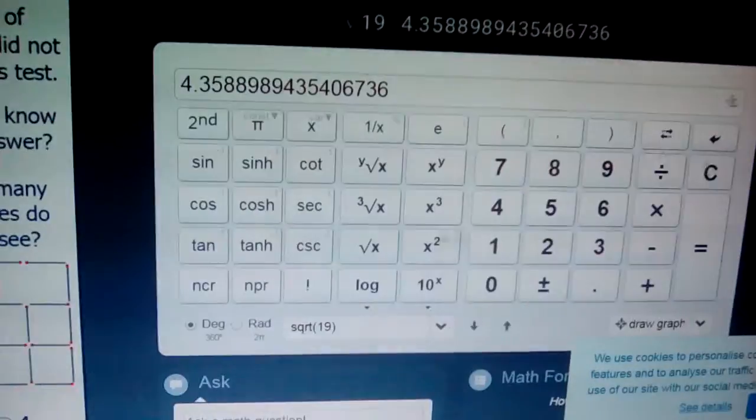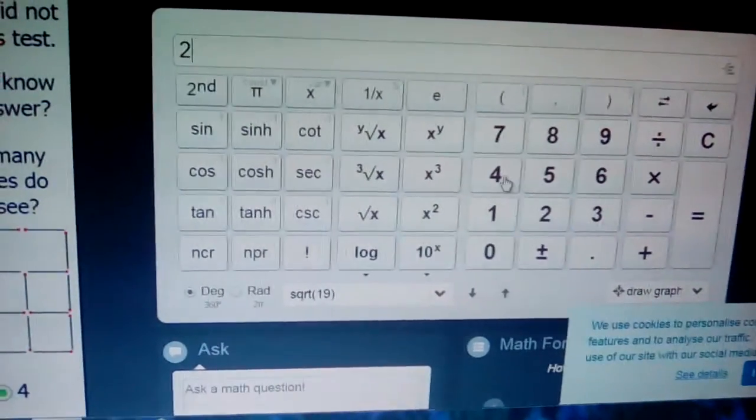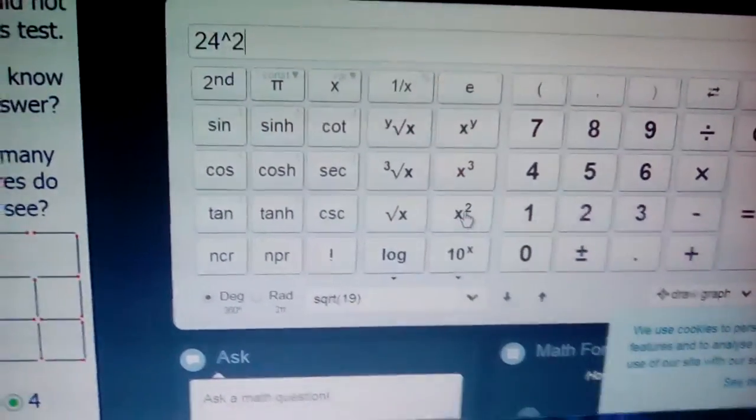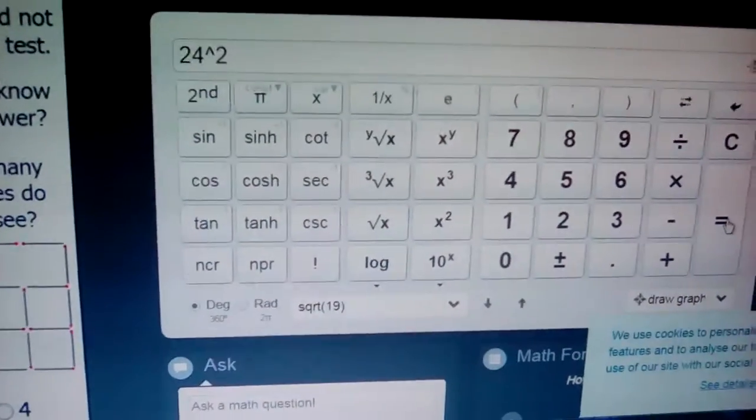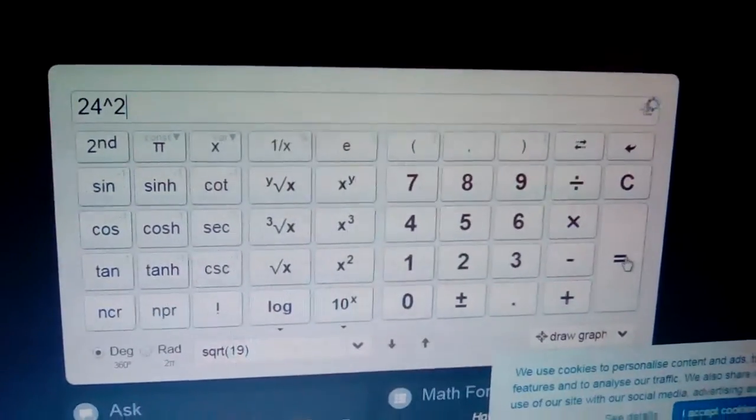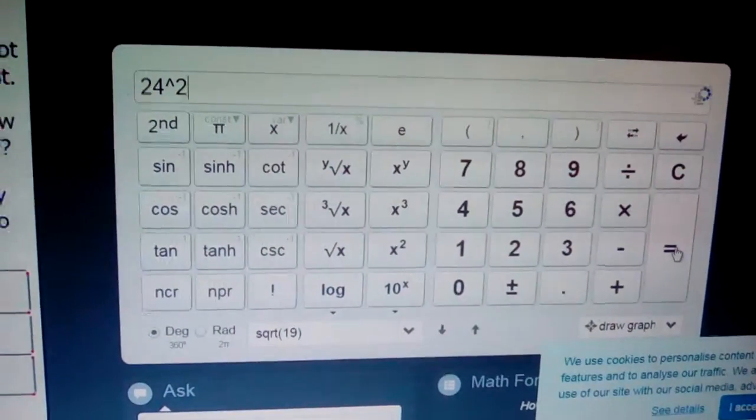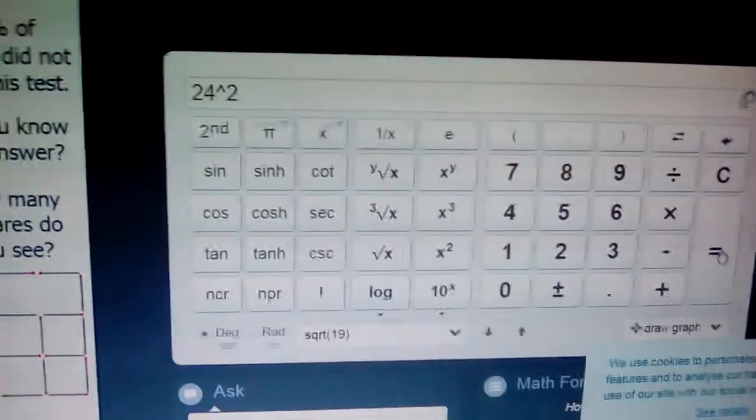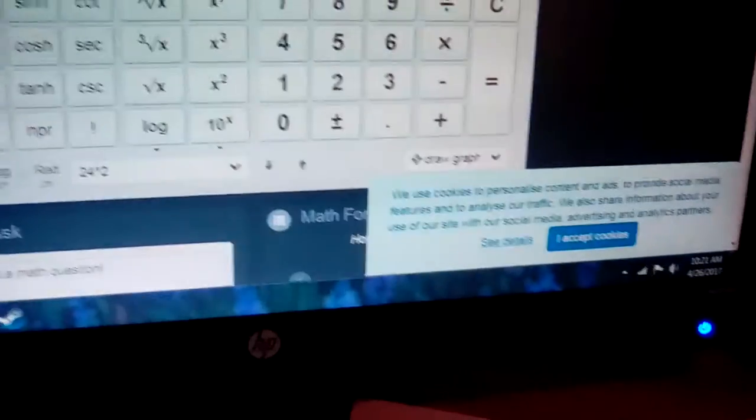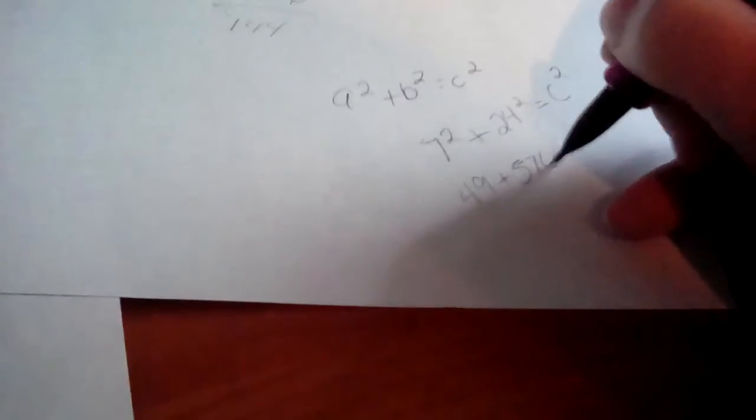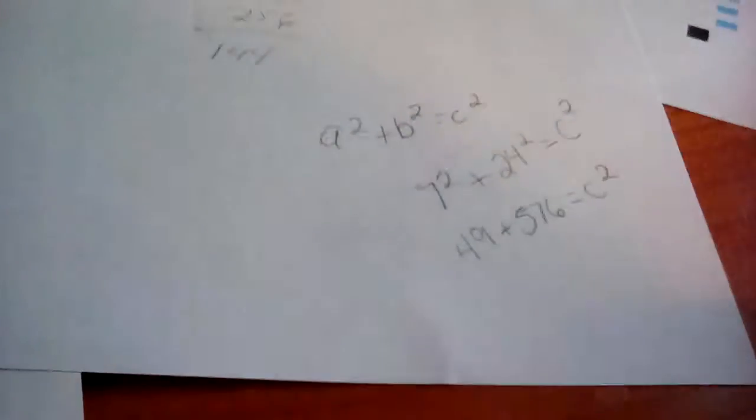So I'm going to come back up to my calculator, and I'm going to type in 24, and I'm going to square it. And I'm going to hit my equal sign. And it's thinking. And we're still thinking. Oh, there it is. So it is 576. So we're going to come back over to my paper, and we're going to add 576. So now we have 49 plus 576 is equal to c squared.